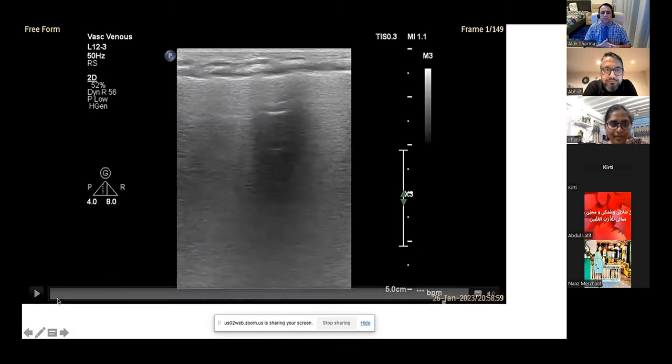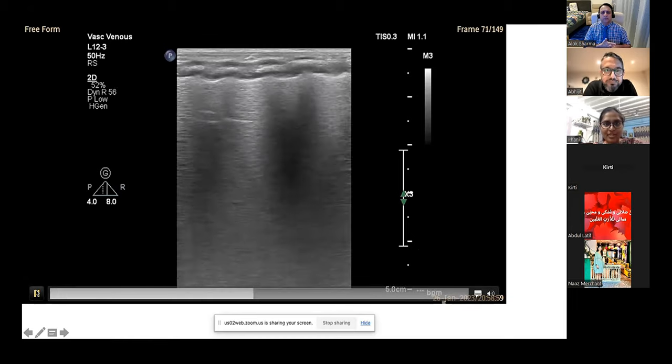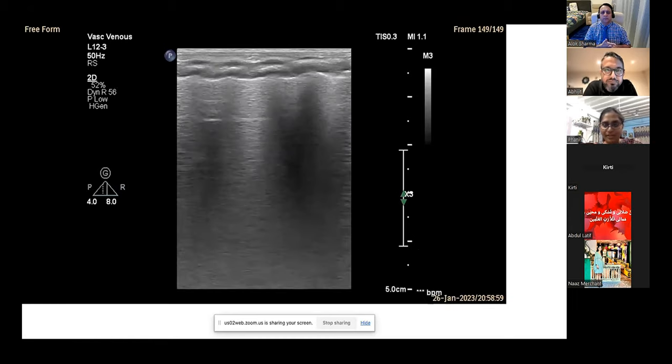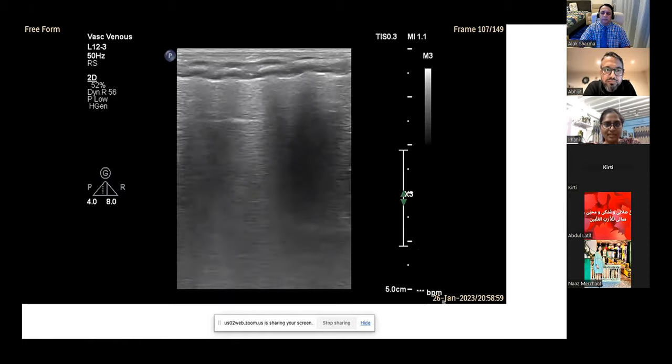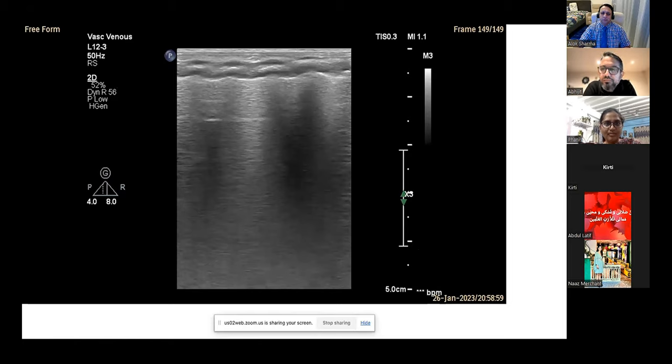Then this is the image which I've taken from the left L3 area. This is also showing there is a good pleural sliding. Pleura is well visible, but I could not make out any A lines. It is predominantly densely packed B lines, which I could appreciate.